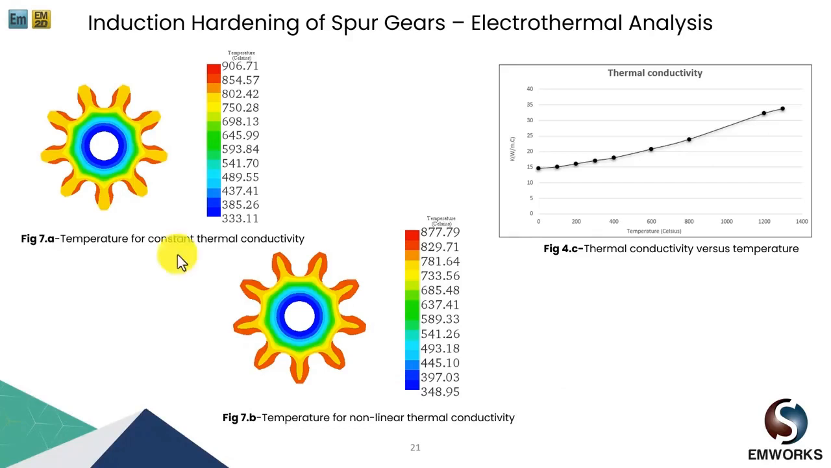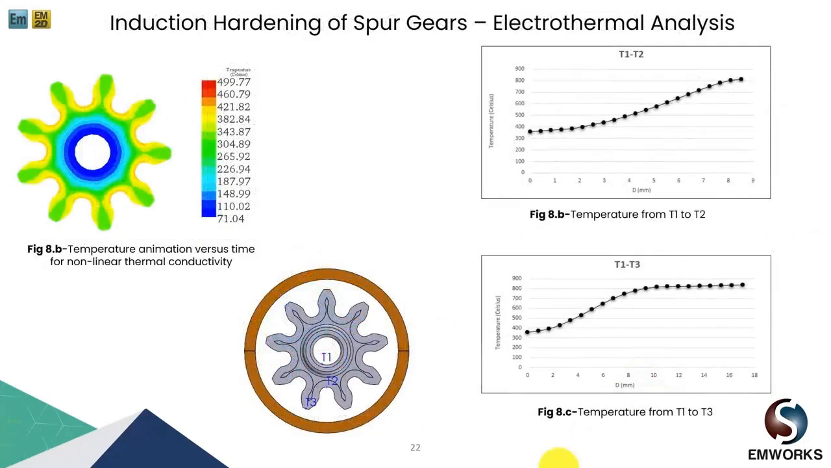For our case, we have used the temperature-dependent thermal conductivity of the heated gear, and we found that the heating profile of the heated gear is more accurate and realistic, as you can see from the figure, compared to the case of constant thermal conductivity. Now we got a well uniform heating profile from the obtained temperature distribution.